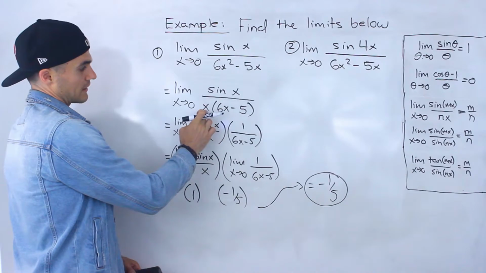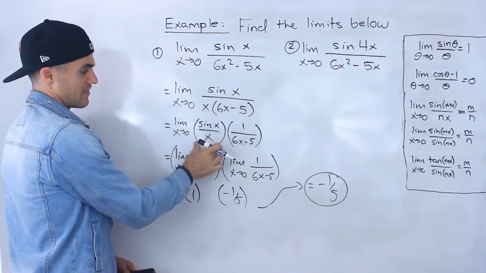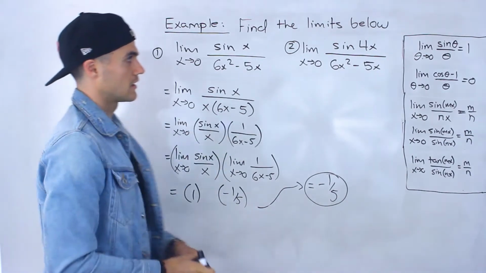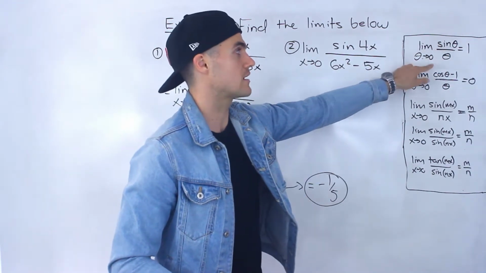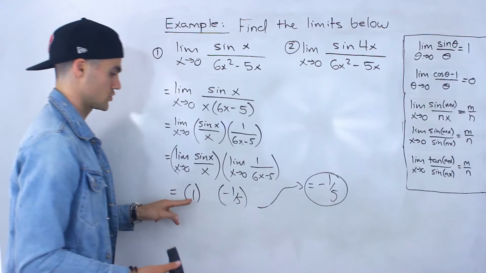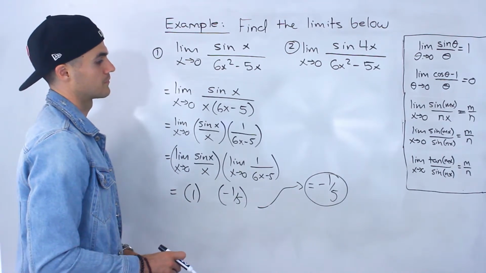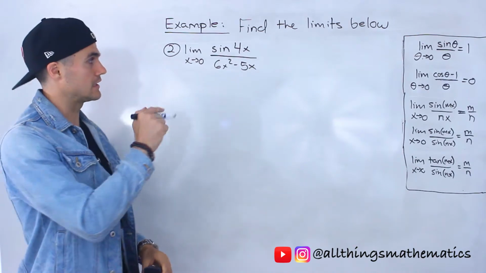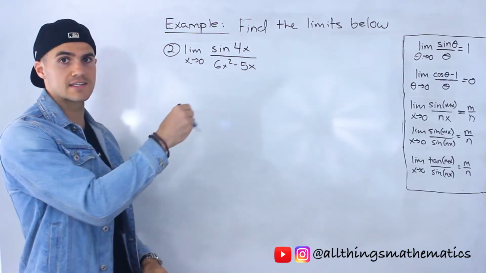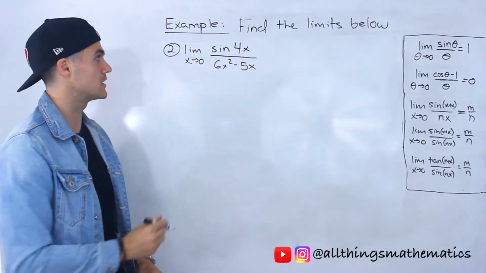The reason why we factored out that x here is so we can get this expression, because we know that the limit of that expression as theta approaches 0 is equal to 1, which we're able to use over here. Now what about number 2? What if that expression in the numerator is sine 4x instead of just sine x? How's it going to be different?